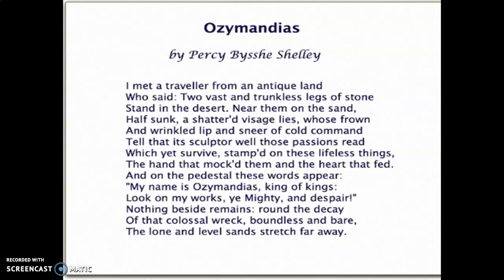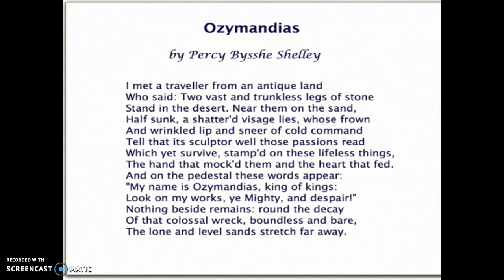Now the poem, Ozymandias. I met a traveller from an antique land, who said, two vast and trunkless legs of stone stand in the desert. Near them. The poet recalls meeting a traveller from an antique or an ancient land, and the traveller told him that he had seen two very big, huge legs without any trunk of a statue, and the statue was standing in the middle of a desert.